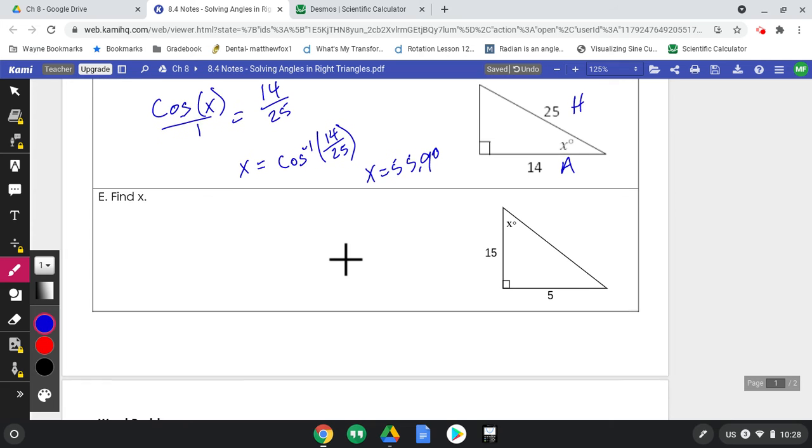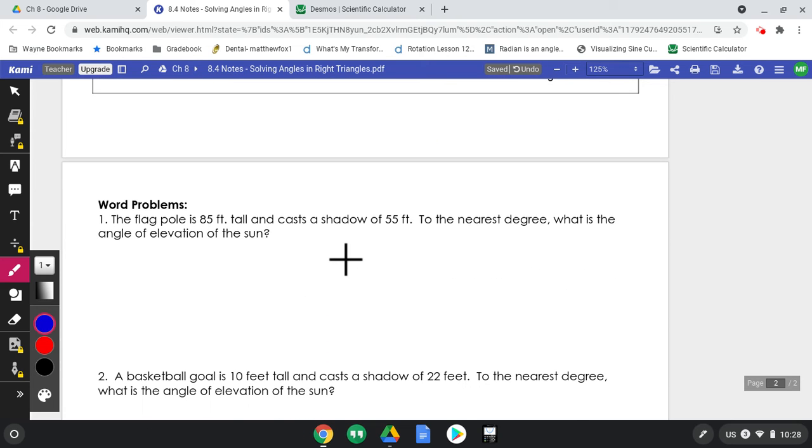Now, we're going to do one more problem. Let's take a look here at a word problem. Same process, it's just what are we finding? So the flagpole is 85 feet tall. We know we're still going to have a right triangle. And if the flagpole is 85 feet tall, that goes right here, 85 feet. Okay, now it casts a shadow of 55 feet. Be careful, shadows, some of you might be tempted to put it here, but a shadow is always on the ground. It lies on the ground. Okay, so that's where we put our 55 feet.